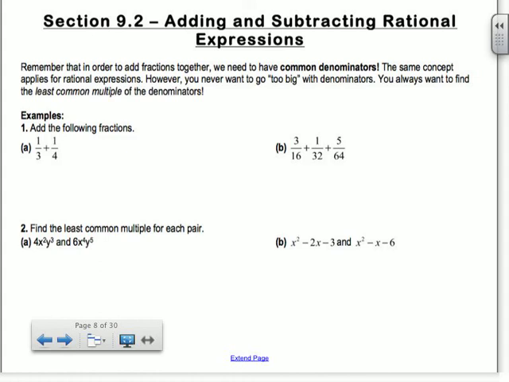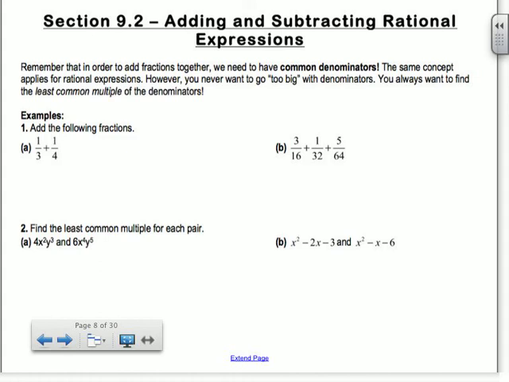All right, so adding and subtracting rational expressions. Okay, so we multiplied and divided rational expressions last time. So now we're going to add and subtract. The thing that gets confusing with fractions when you're adding and subtracting is you have to get common denominators. So that's the big thing. We have to get common denominators. Okay, so let's do a little review with normal numbers, so normal fractions.